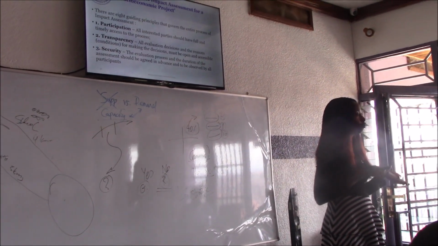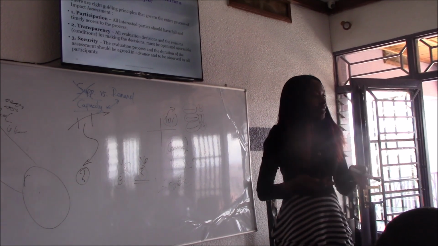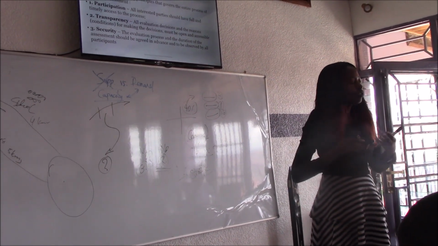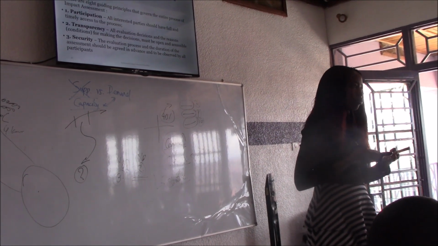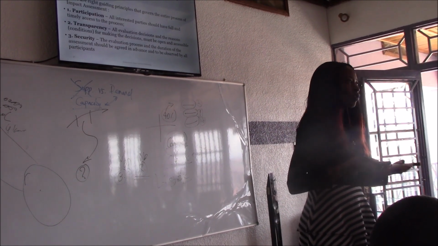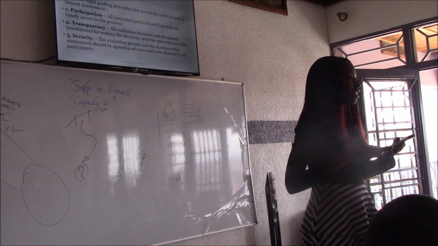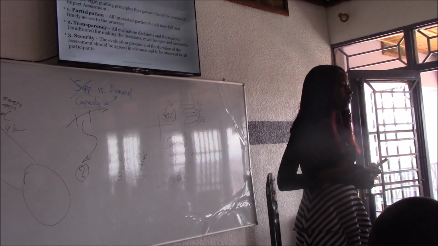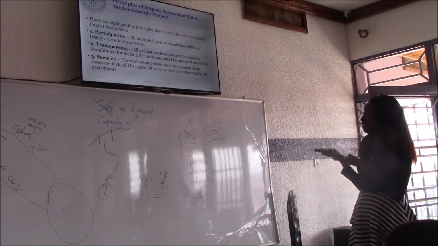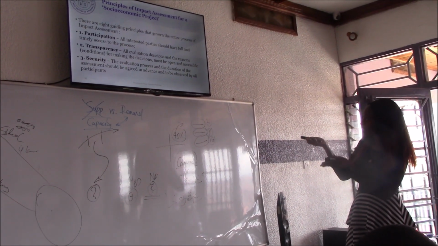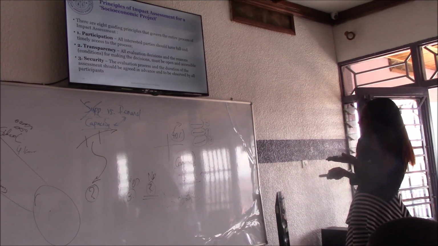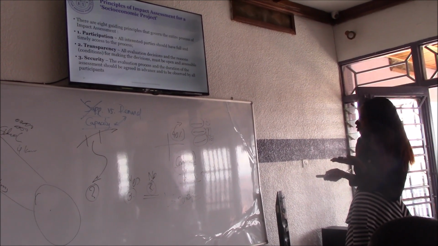For example, on land acquisition, you have to discuss with the population the implication of land acquisition, so that they are prepared, and also discuss with them what type of compensation, and what will happen after. Also, if there is a resettlement action plan, you have to discuss it with them. Okay, transparency: the evaluation decision and the reasons and conditions for making decisions must be open and accessible. Security: the evaluation process and the duration of the assessment should be agreed in advance and observed by all participants.